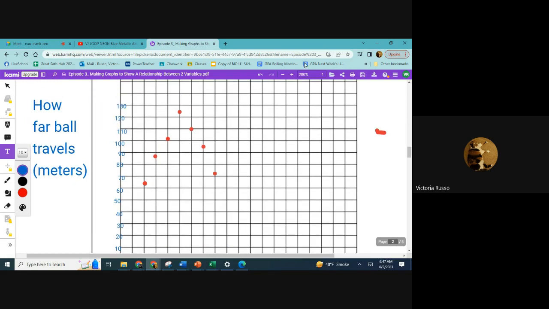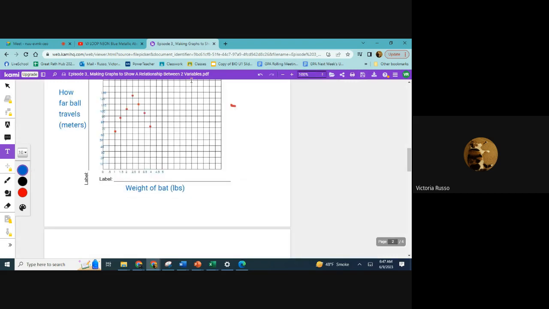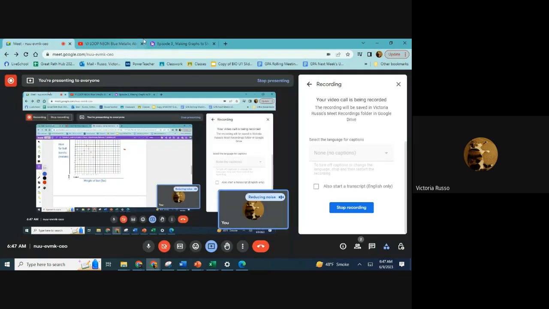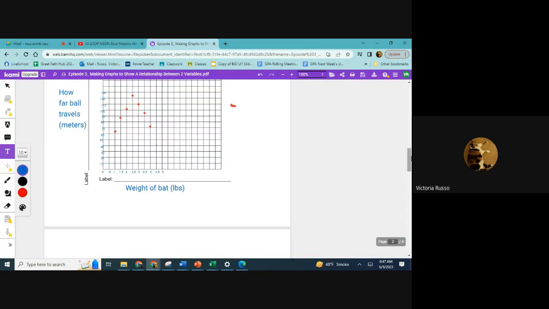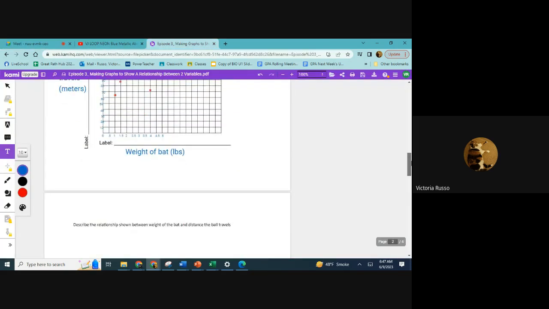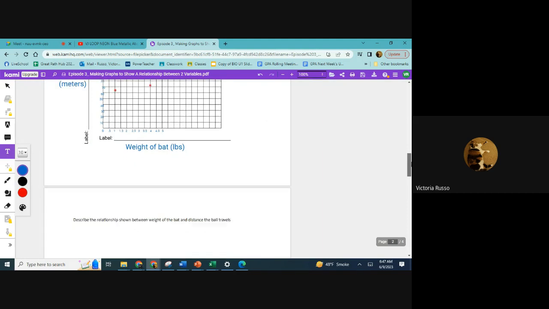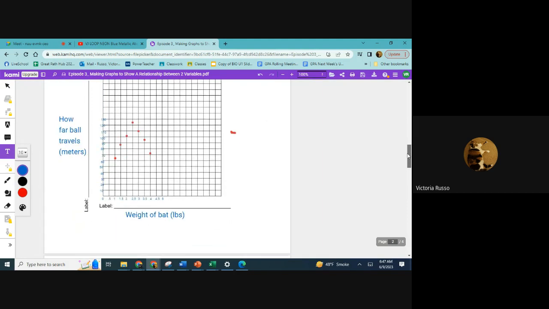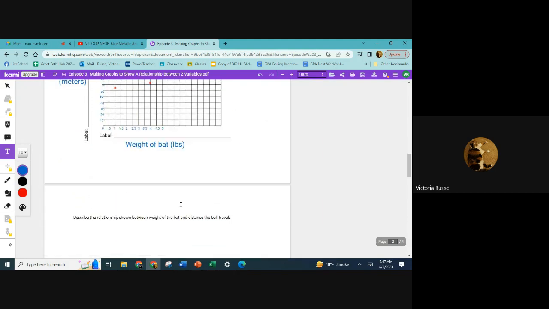So now I'm going to zoom out again so that we can look at all the questions on this lovely data set. And I just want to make sure that we are recording. We are. All right. So the question on the next page of the PDF says, describe the relationship shown between the weight of the bat and the distance the ball travels. So when you're doing this, you want to give numbers. And you want to first explain what's happening on the x-axis.